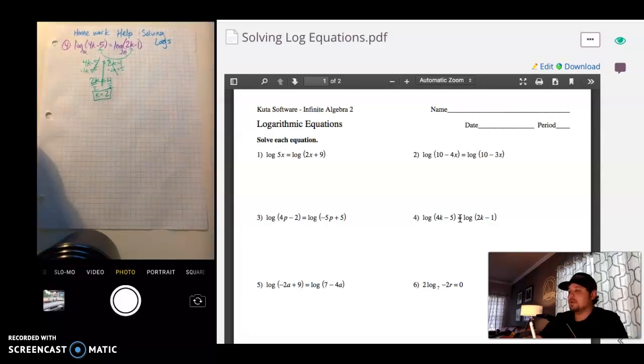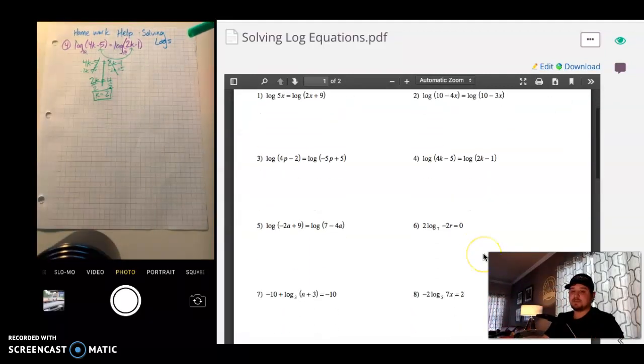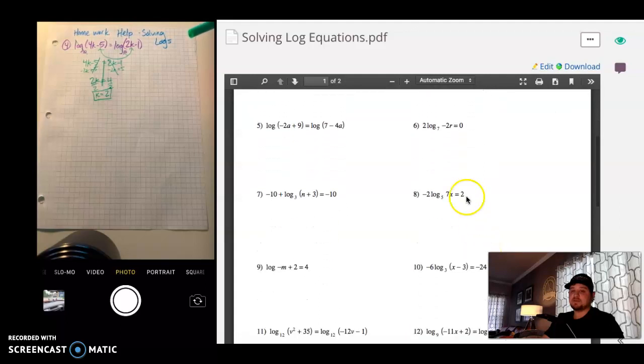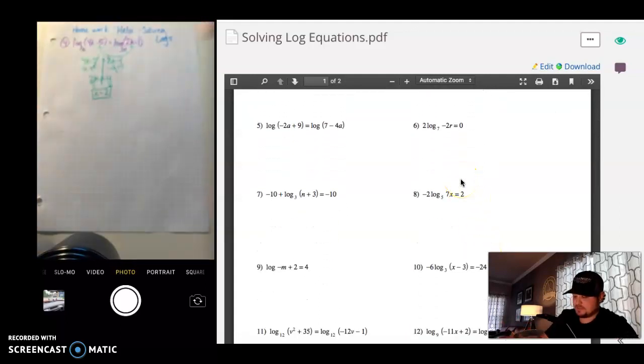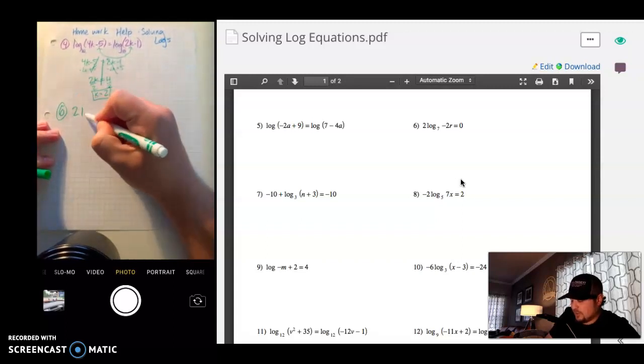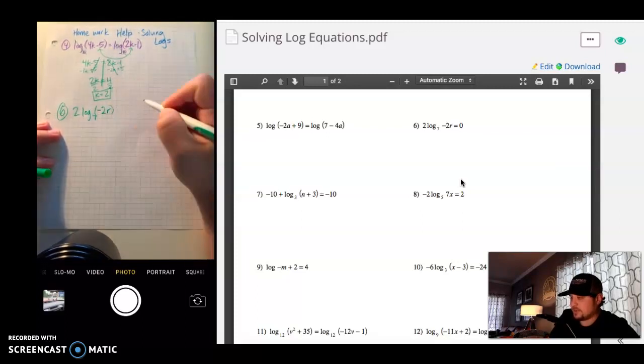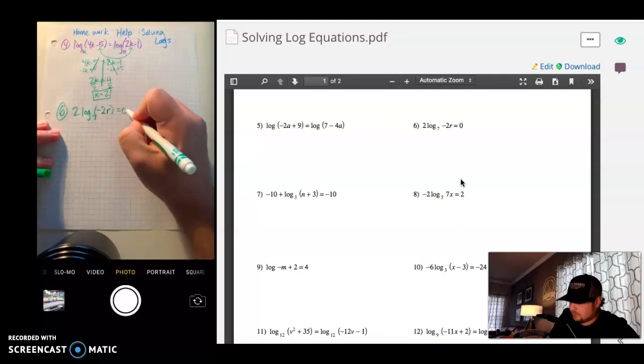All right. The next one I want to do is number 6. It brings up a couple of really interesting points about logs. So number 6 says we've got 2 log with a base of 7 of negative 2r. So our argument there is negative 2r. And that's equal to 0.